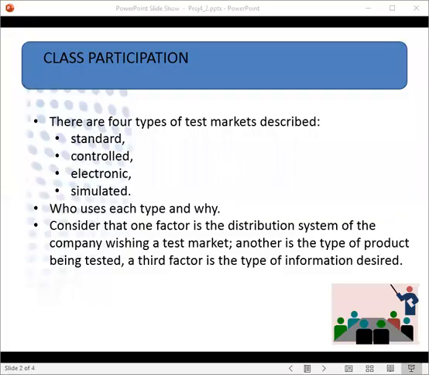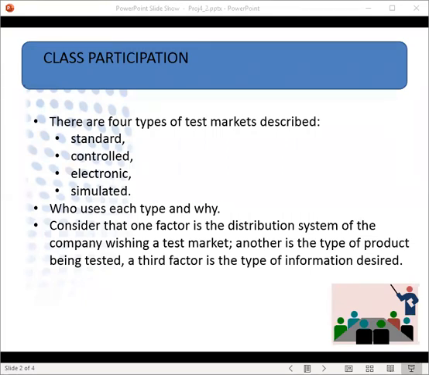Okay, very good. So standard test markets fit companies with fully developed distribution systems that are marketing convenience goods such as grocery products, personal care items, or over-the-counter drugs. This is a do-it-yourself approach, with the information need being primarily to track the test product's sales.